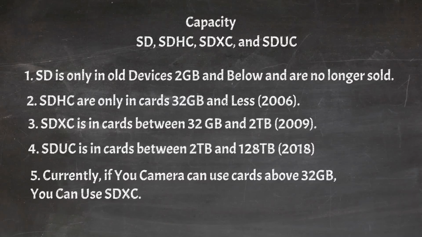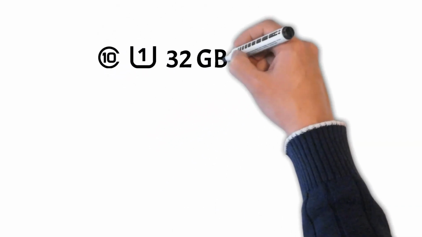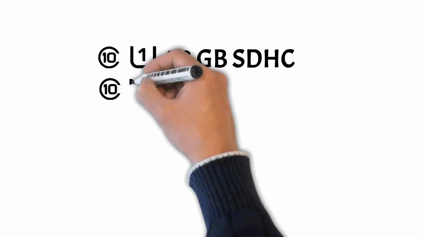SDUC is in cards between 2 terabytes and 128 terabytes. It came out in 2018, so currently there are few, if any, devices using that. Currently, if your device can use cards that are above 32 gigabytes, you can use SDXC. What card should you pick? Generally, you do not have to worry about the original speed class marker on current cards.